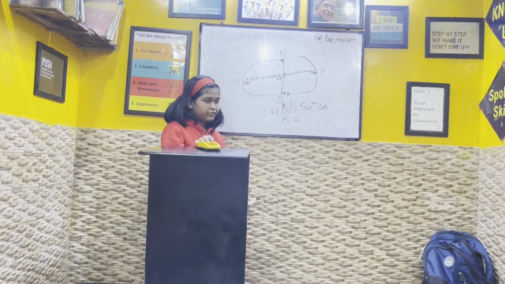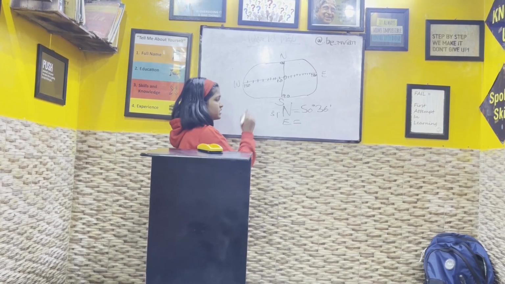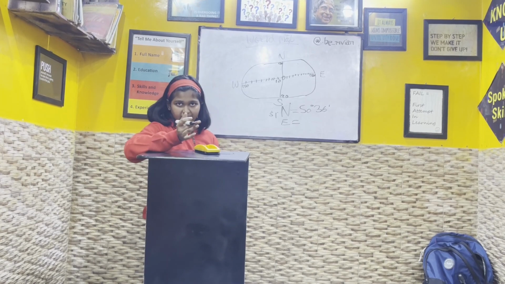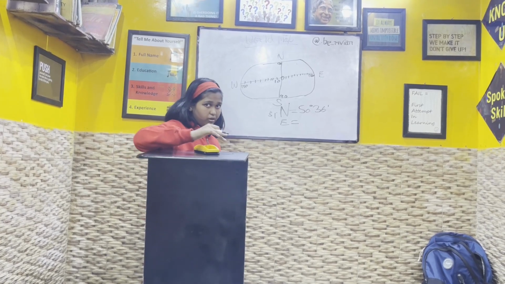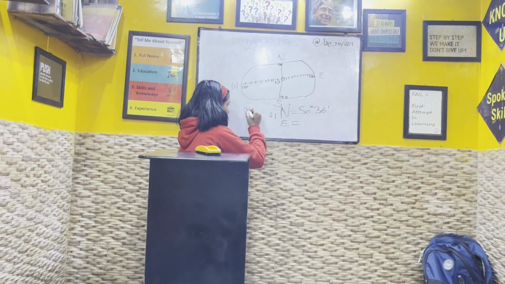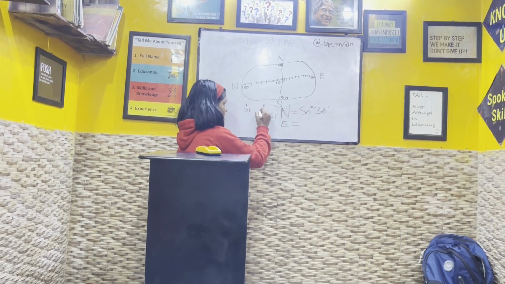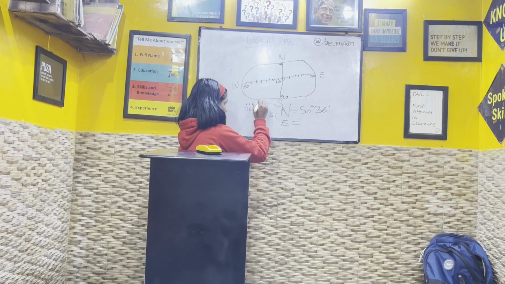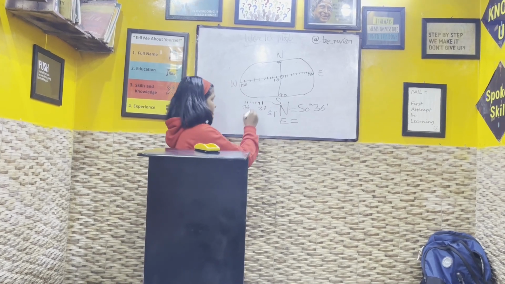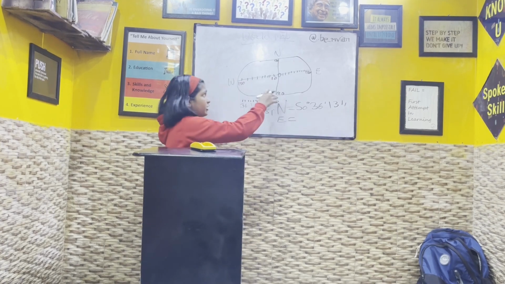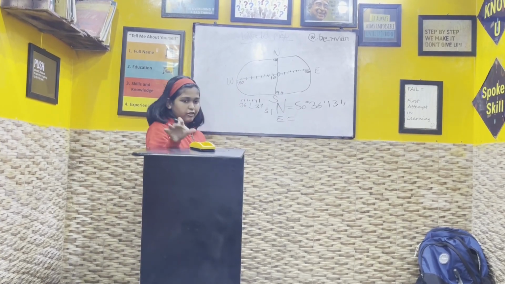Means you have to also divide this. From 36 to 37, there are 60 seconds. You all know about it. So 36 to 37, 1 minute. So they are 60 seconds. So now from 60 seconds, it is 13. So that is called your north. It is for your north.